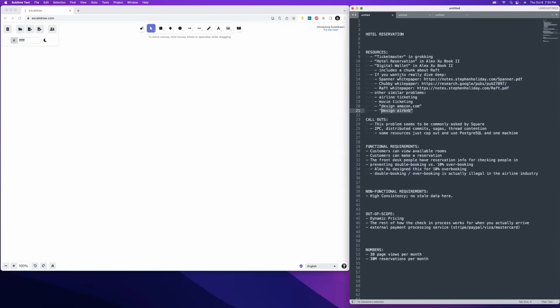If you want to go really deep into your research on this and consistency overall, here are some great white papers for that. There's the Spanner white paper, which is Google's custom database solution that uses an LSM tree and has the TrueTime API. There's the Chubby white paper, which is on their distributed locking service. There's the Raft white paper.